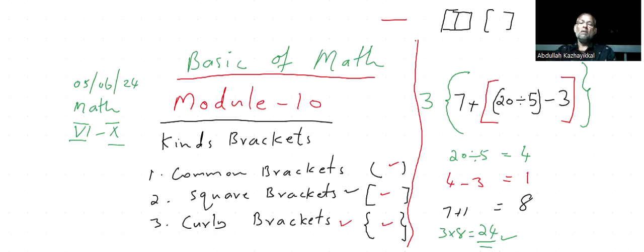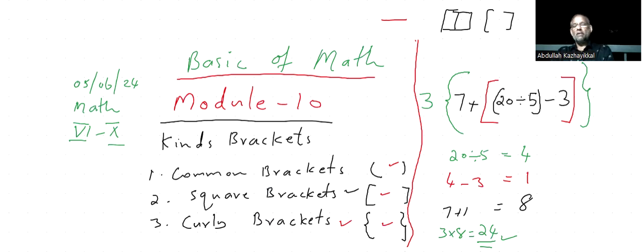And minus 3. Look at the question. 3 into, no need of writing into. Flower bracket, green color, 7 plus. And after that, 20 divided by 5, that is inside the common bracket. Minus 3. Then we can see the square bracket is there. Then outside you can see the flower bracket, and then you can see 3 is there. So 3 into 7 plus 20 divided by 5 minus 3.